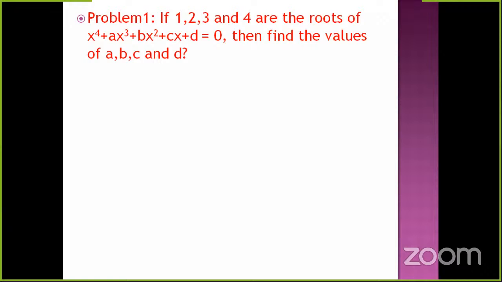Okay. Problem 1. If 1, 2, 3 and 4 are the roots of the biquadratic equation x power 4 plus ax cube plus bx square plus cx plus d is equal to 0, then find the values of a, b, c and d. Here a, b, c and d are the coefficients of the equation. So my work is to find out the values of a, b, c and d.